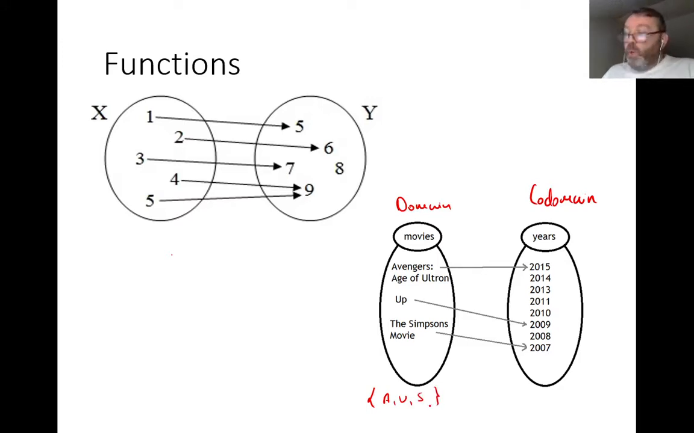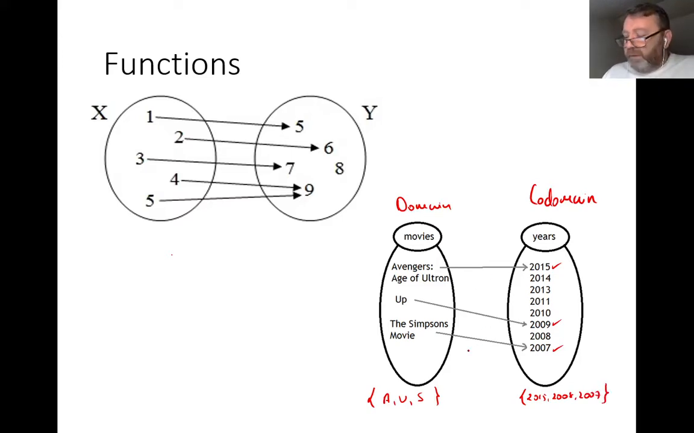Okay, what would my range be? My range are only those output values that are actually linked to an input. So in this case here, 2015 is part of my range, 2009 is part of my range, and 2007 is part of my range. But 15, 14, 13, 11, 10, 9, 8 and 7, they're all my codomain. Okay, so therefore my range values would be 2015, 2009 and 2007.